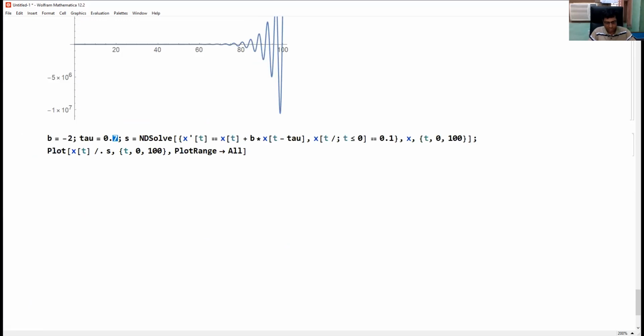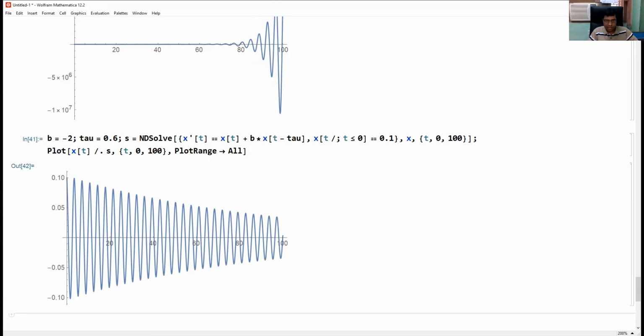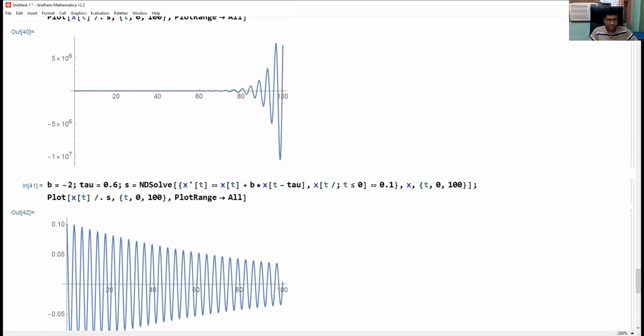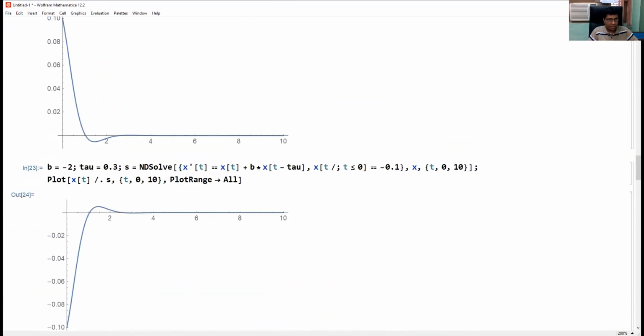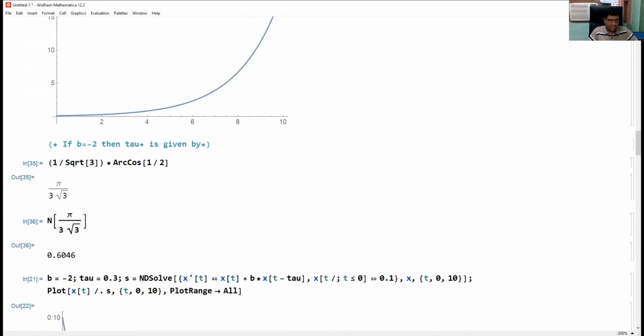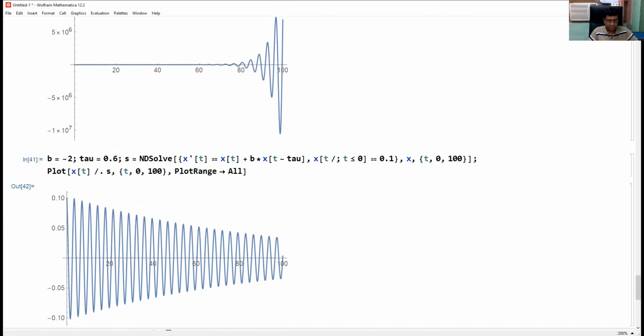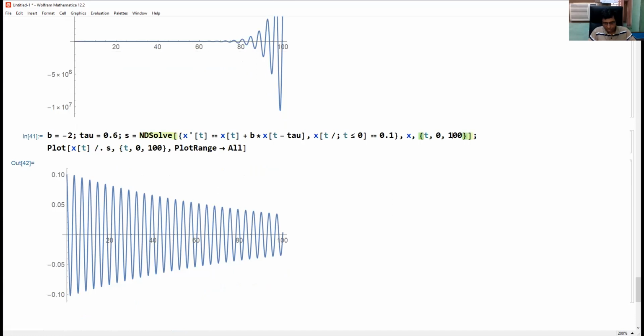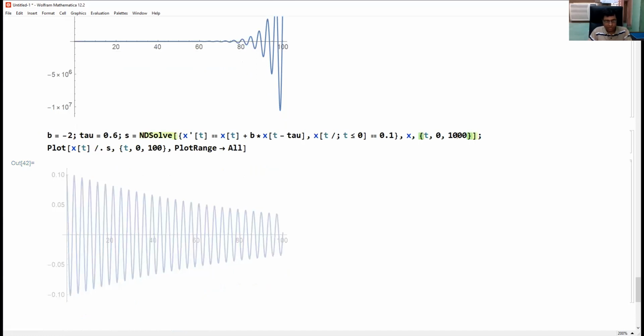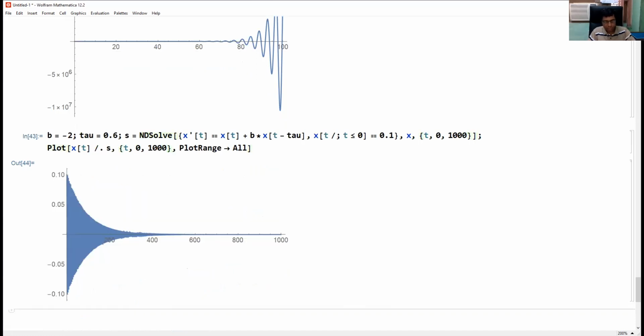So for 0.6, we should get stable. These are damped oscillations, for tau 0.6. It is okay up to 0.6046. Even we may take this up to 1000 and see the damped oscillations. Finally, these are getting stable. Okay, fine.